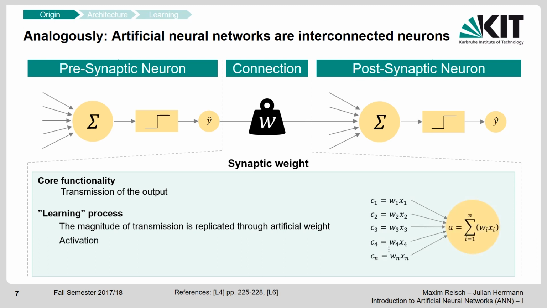In a summation inside the neuron, each input is multiplied with its corresponding weight and summed up, as seen here with C equals W times X. Analogously, for an artificial neural network, learning also means a change of synaptic weights.